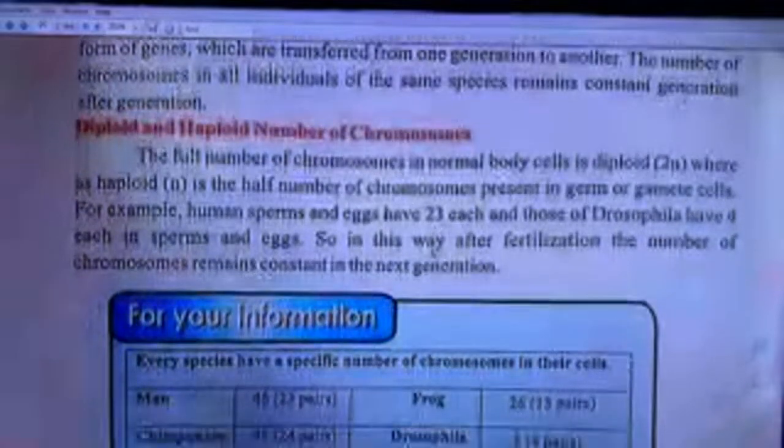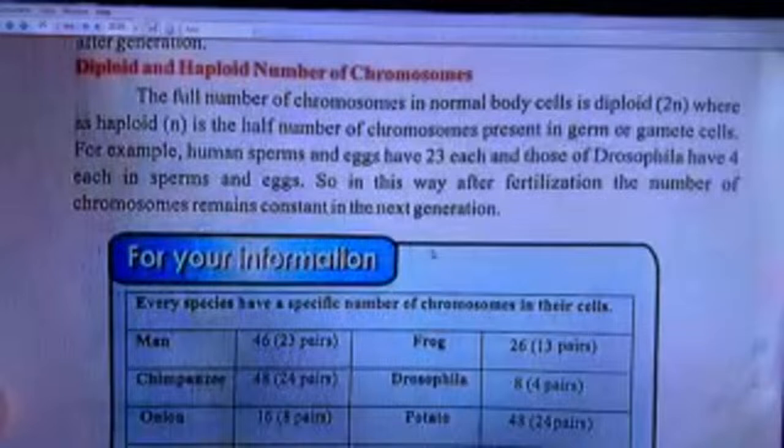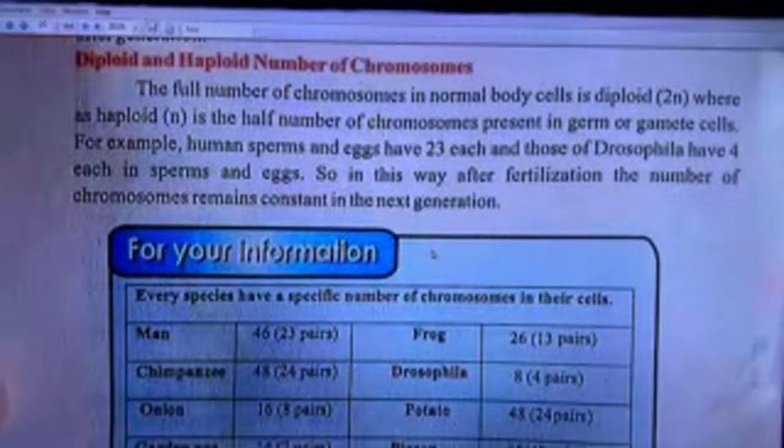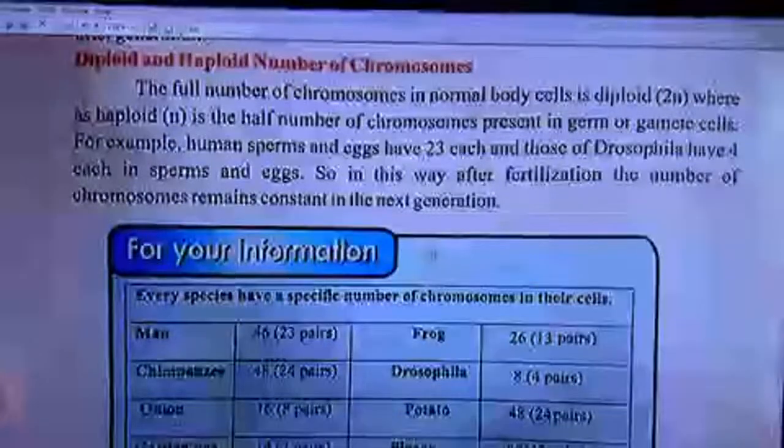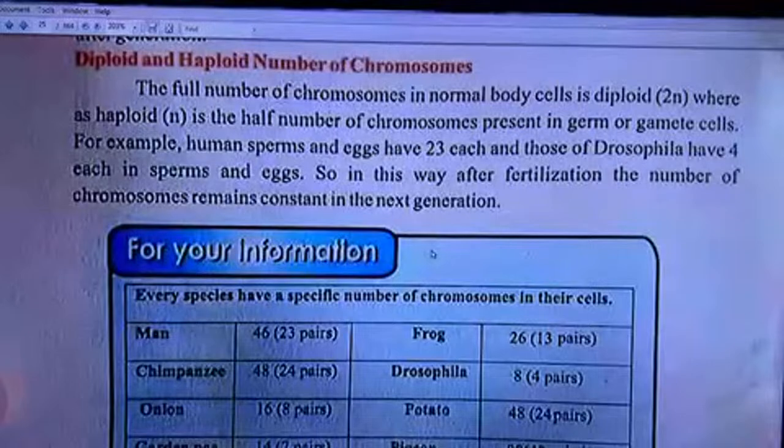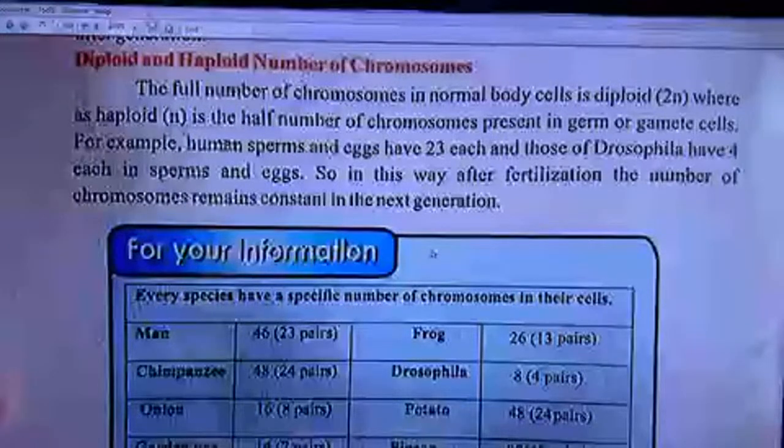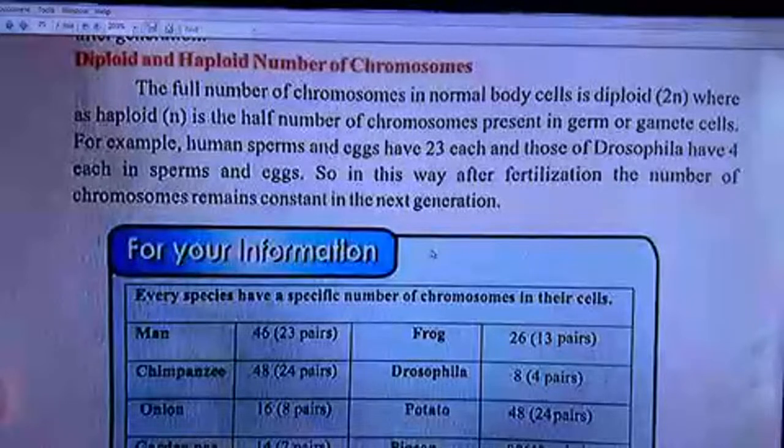Diploid and haploid number of chromosomes. The full number of chromosomes in normal body cells is diploid, 2n, whereas haploid, n, is the half number of chromosomes present in germ or gamete cells. For example, human sperm and eggs have 23 each, and those of Drosophila have 4 each. So, in this way, after fertilization, the number of chromosomes remains constant in the next generation.